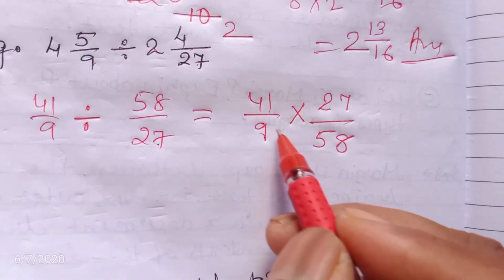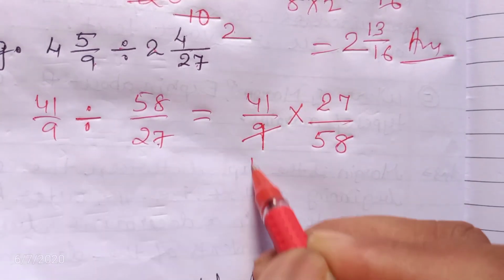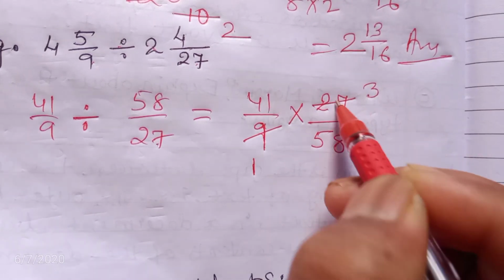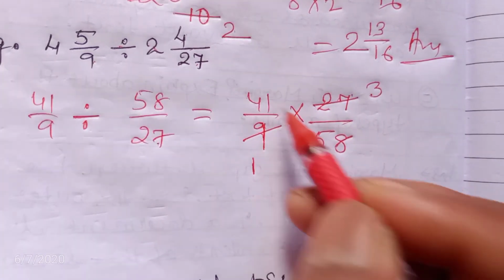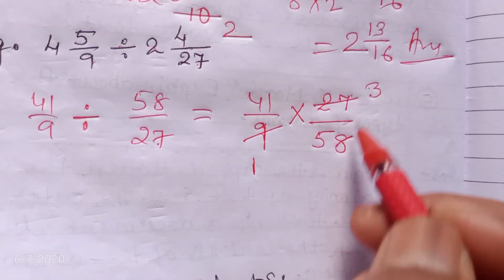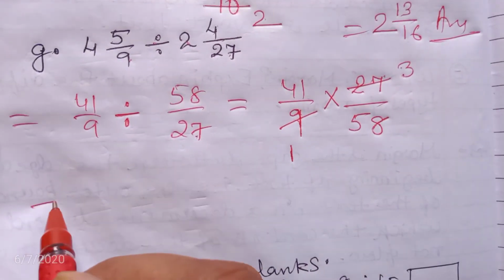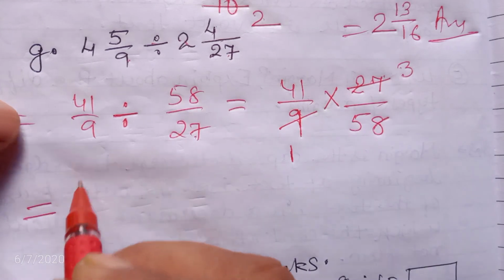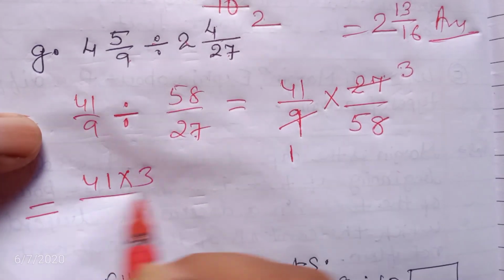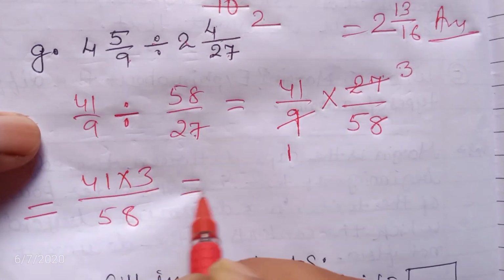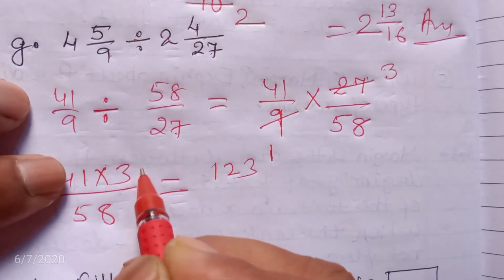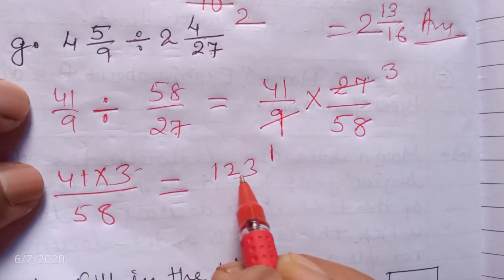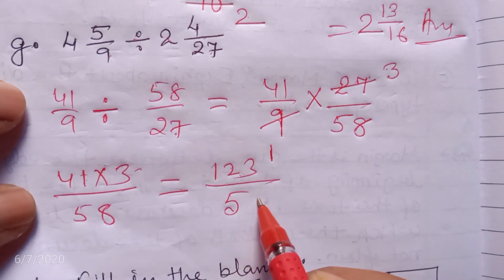Now cancel the common factors. See, 9 ones are 9, 9 threes are 27, both are divisible by 9, and 41 is a prime number, 58 is not divisible by 3, so there are no common factors. Now the answer is 41 into 3 by 58. Now multiply, 41 into 3 will be 123. 3 ones are 3, 3 fours are 12 by 58.